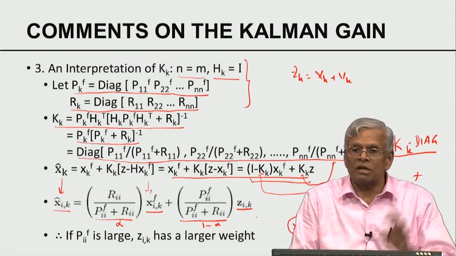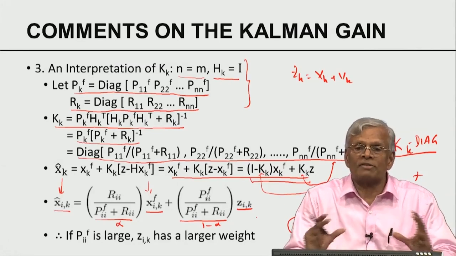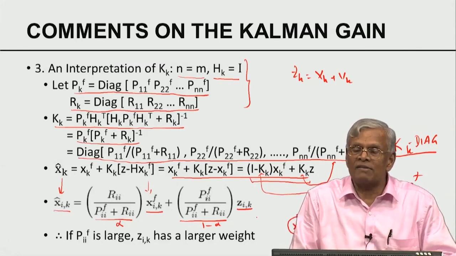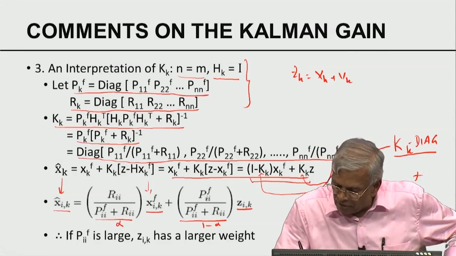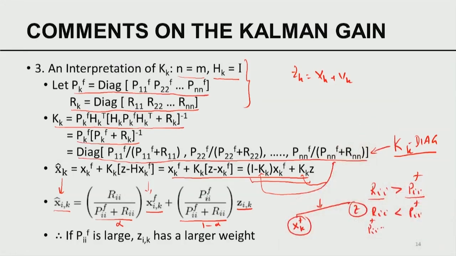Who are the members of the committee? Forecast and the observation. But do they have the same vote? No. Under what condition will they have the same vote? When Rii is equal to Pii, when Pii is equal to Rii, alpha is equal to 1 minus alpha. If alpha is equal to 1 minus alpha, alpha is half, 1 minus alpha is half, both of them have the same weight. The analysis is simply the average of the forecast and the observation.